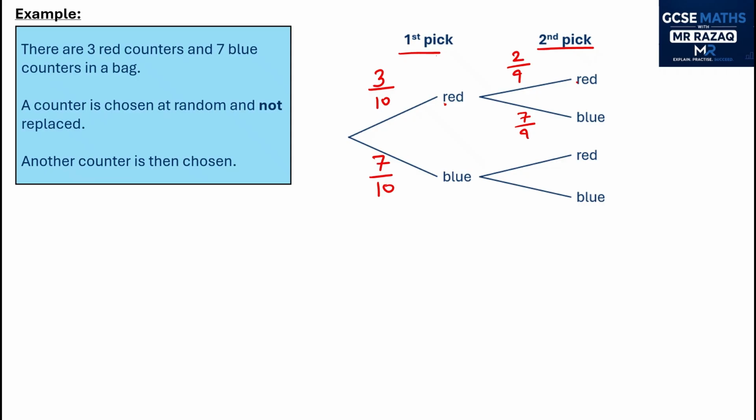What if in the first pick, it was blue? Then red is not affected, so the probability of the red would stay as it is. It would be 3 out of 9. Then blue is affected, so it would go down, so it would be 6 out of 9. Notice that the denominator in the second pick is 9, 1 less. That's because we had 1 pick, so it doesn't matter whether it's red or blue, there would be 1 less counter in the second pick.